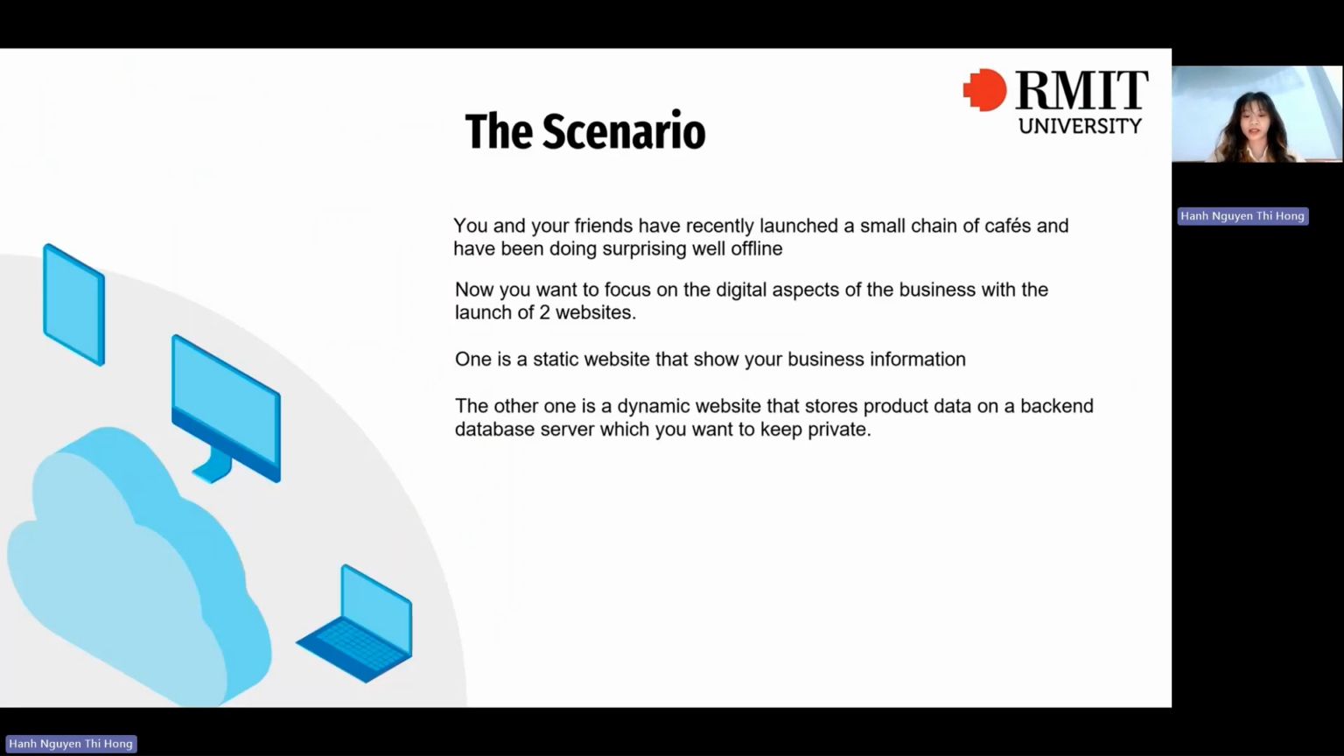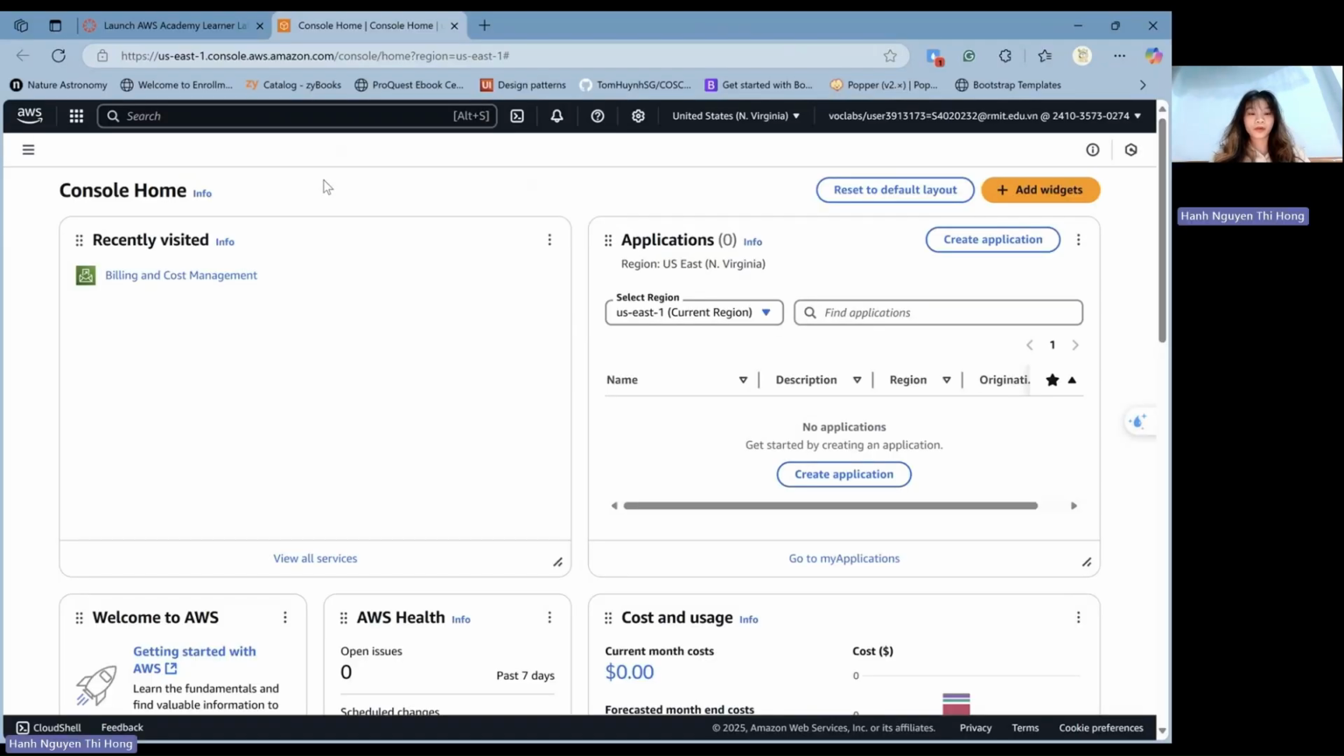So the scenario of this assignment is building two websites, a static one to showcase the visiting information, and a dynamic one that manages our product data through a secure private backend database. Moving to task A, I need to create the VPC.